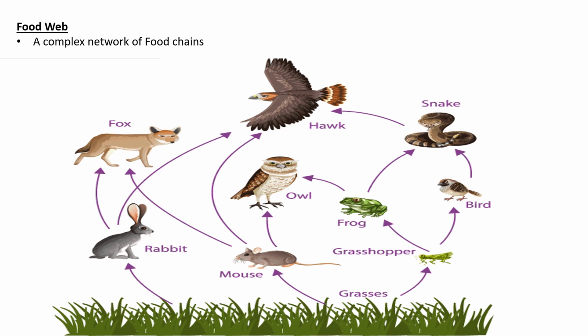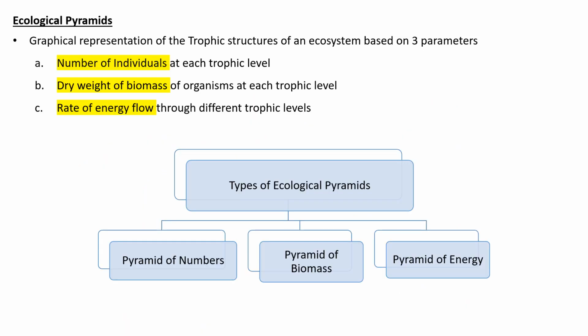Another important topic in ecology is something called ecological pyramids. Now, ecological pyramids are a graphical representation of trophic structures of an ecosystem. There are usually three types of ecological pyramids. First is the pyramid of numbers. The pyramid of numbers is based on the number of individuals at each trophic level.